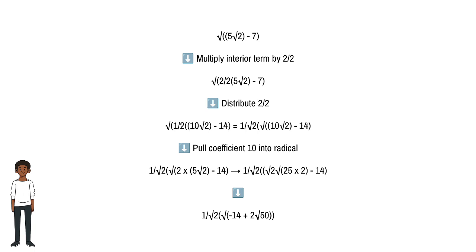Now we manipulate the new nested radical part, 10 roots of 2. We want a 2 in front, so rewrite 10 as 2 times 5. Pull the 5 inside the radical, turning it into 25. 10 roots of 2 equals 2 roots of 25 times 2, equals 2 roots of 50. Our complex looking term is now 1 over the square root of 2 times the square root of negative 14 plus 2 roots of 50.